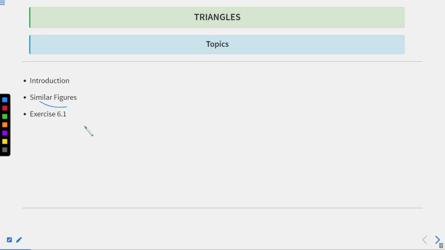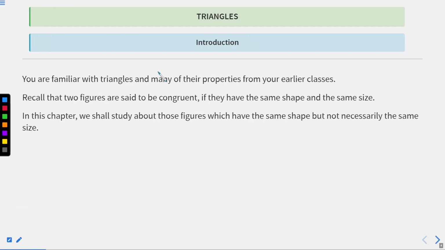So let's get started. You are familiar with triangles and many of their properties from your earlier classes. Basically, in your earlier class, class 9th, you studied triangles and became familiar with many of their properties.